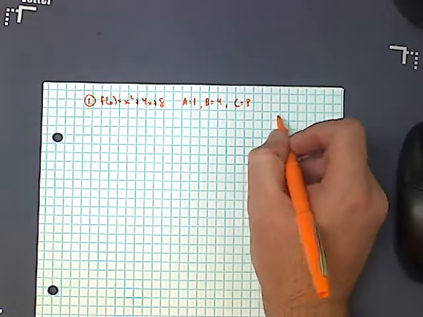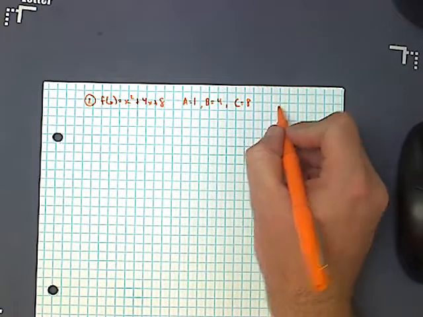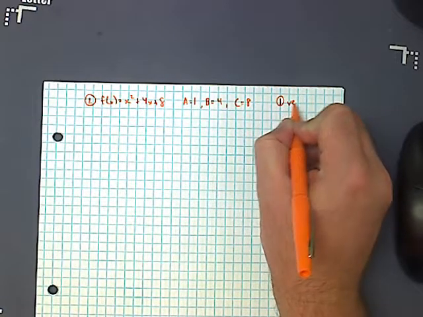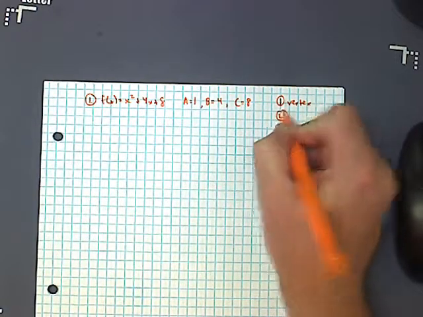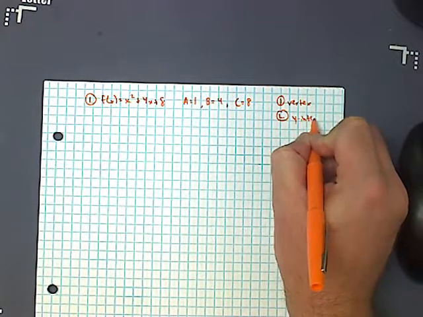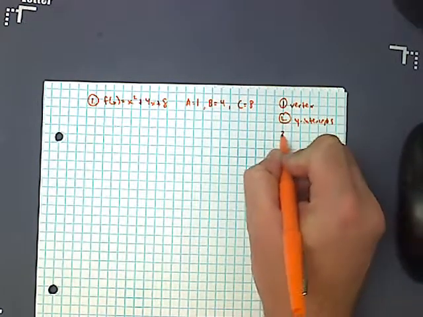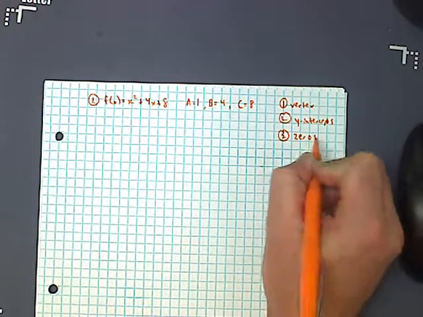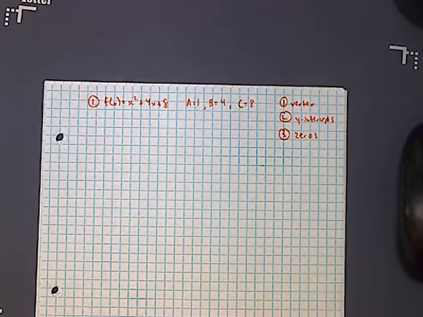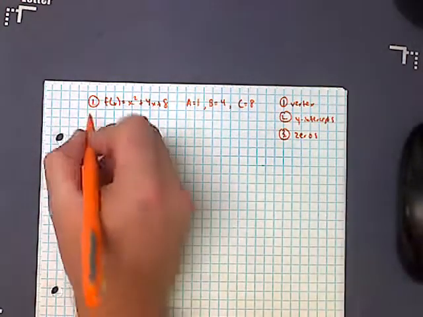Now, we need to determine a few things in order to graph this. First of all, we need to find the vertex, the y-intercept, and the x-intercepts, known as zeros. We need to find those three things in order to graph this. First thing we do is find our vertex.